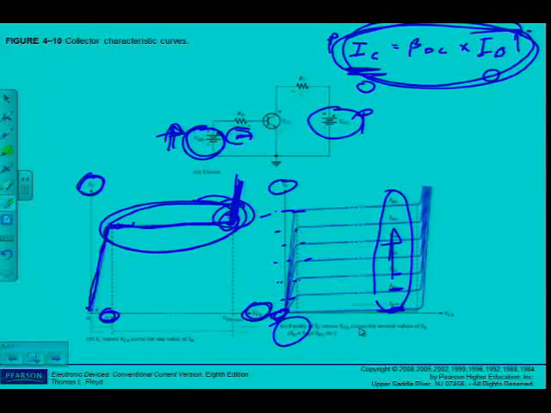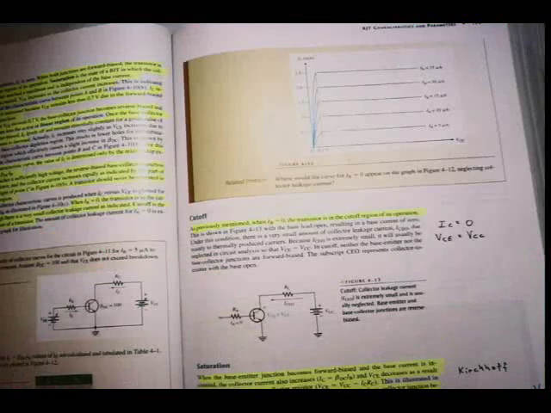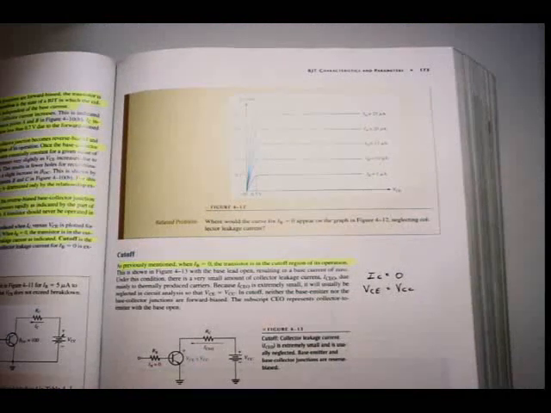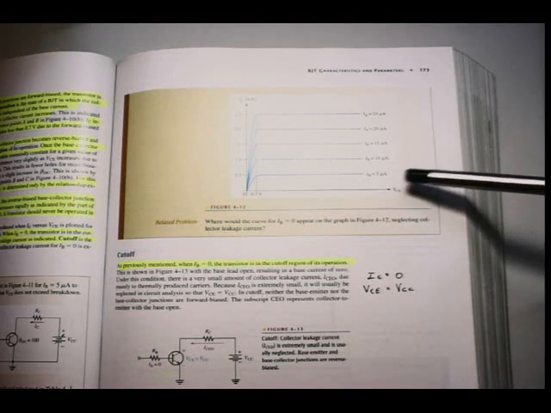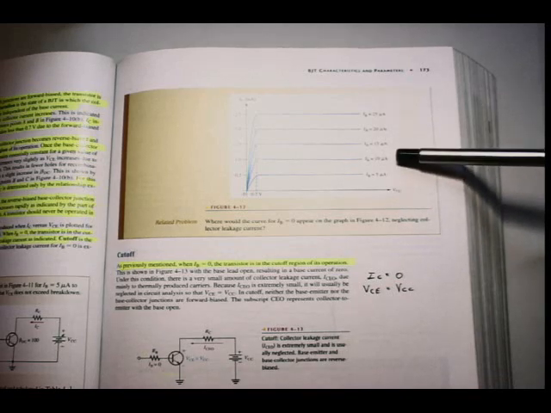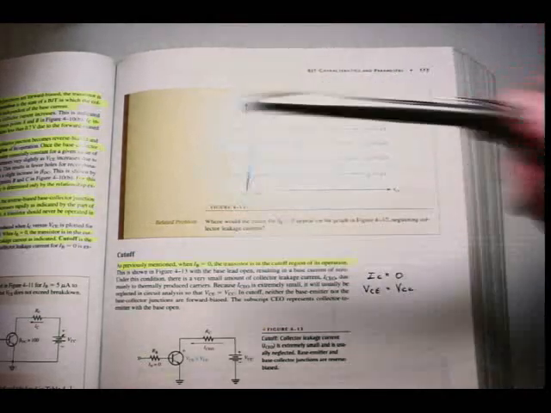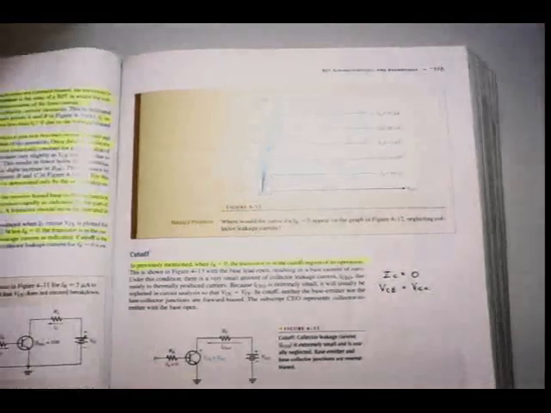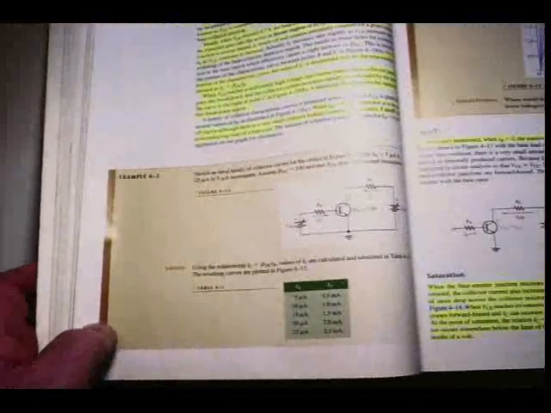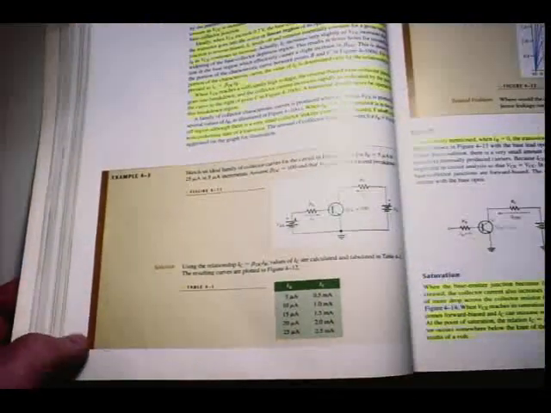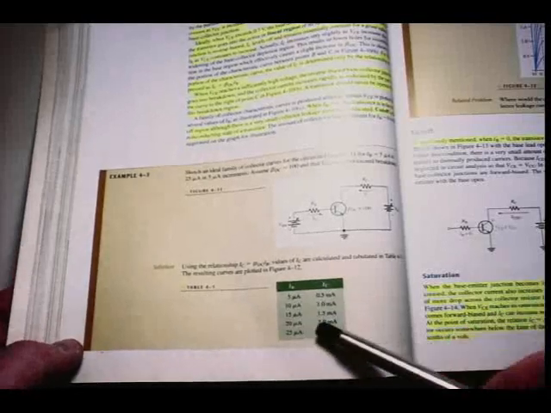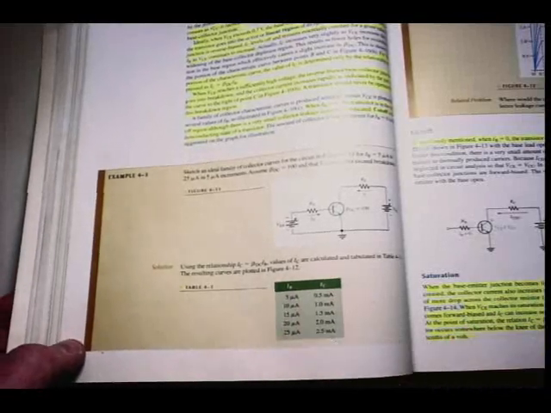So if we quickly look at the solution there, you can see here's the family of curves, and it's done in steps of IB: 5, 10 microamps and so forth, and I have my IC currents accordingly, as you will calculate because you have the formula which says IC is equal to beta times IB. The values of IB are given, so I can calculate the values of IC to be able to draw this curve.